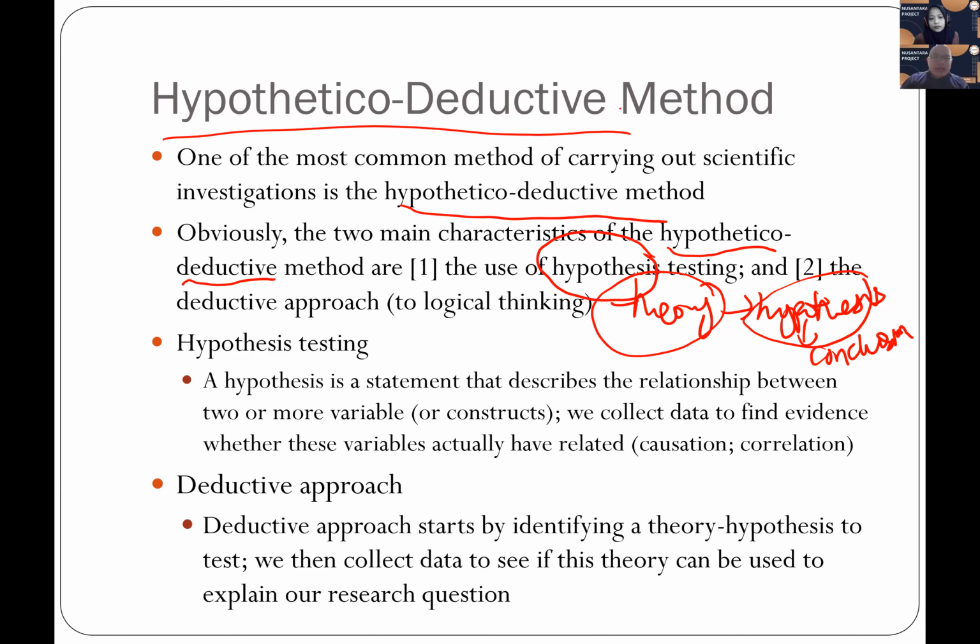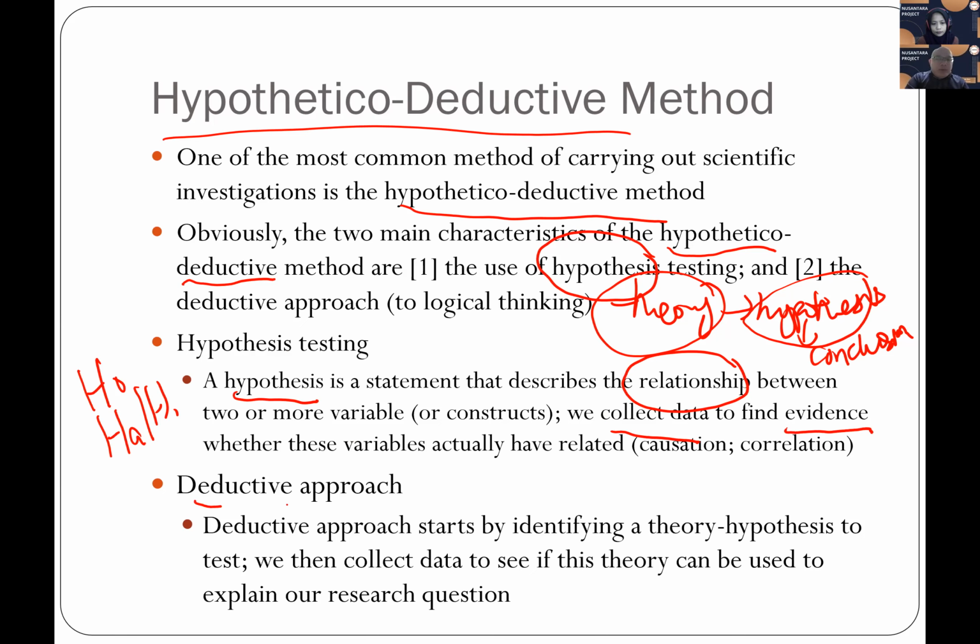What is hypothesis testing? Hypothesis, the things that you used to know, H0, HA, or in some books called H1, they are the same. A hypothesis is a statement that describes, usually a testable relationship between two or more variables. So if you set a hypothesis, you will collect data. Collect data for what? To find evidence, whether it supports the hypothesis or disagrees with the hypothesis. That is what we do in hypothesis testing.